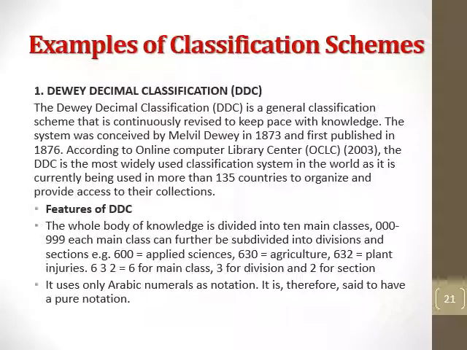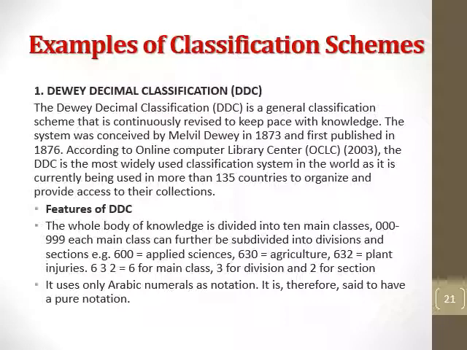The Dewey Classification Scheme is a general classification scheme that is continuously revised to keep pace with knowledge. The system was conceived by Melville Dewey in 1873 and it was first published in 1876. According to OCLC, the DDC is the most widely used classification scheme in the world, as it's currently being used in more than 135 countries to organize and provide access to many collections, particularly in public libraries.